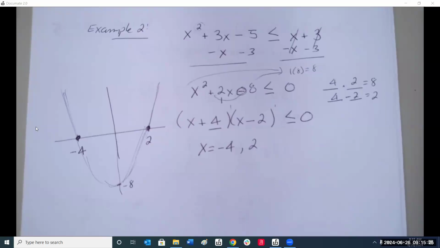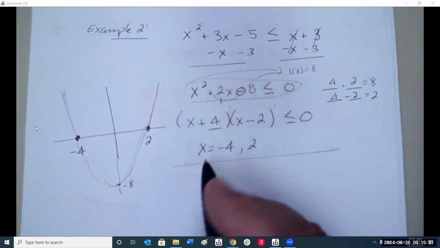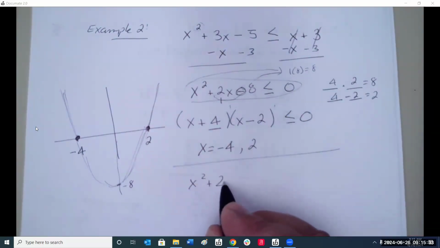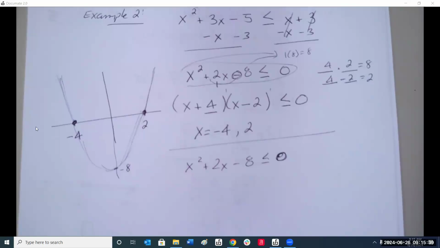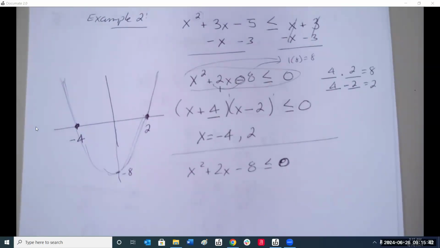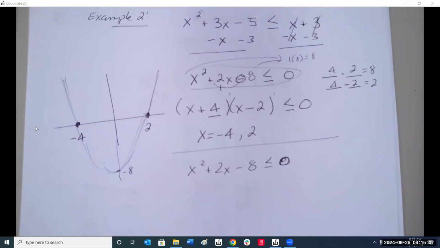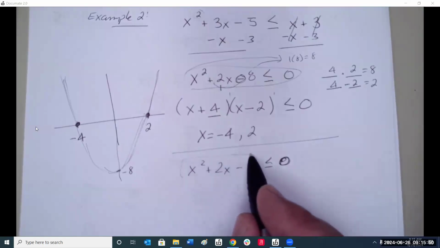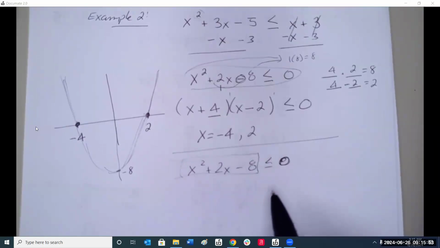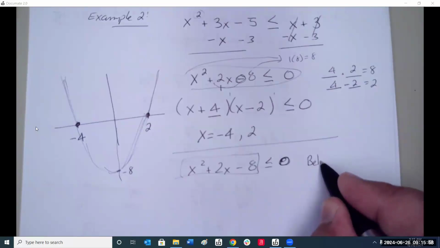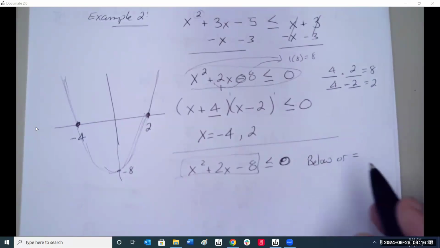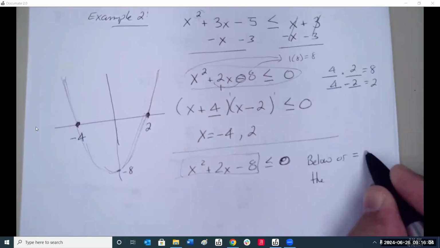So what part of the graph do we want? This is the part we're going to look at. Once we solve for 0, what part of the graph do we want? Here's the graph. We want it to be below the x-axis. Because it's less than, we want everything that's below or equal to the x-axis.